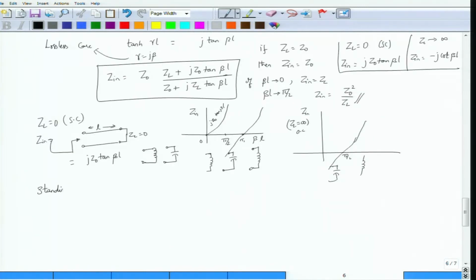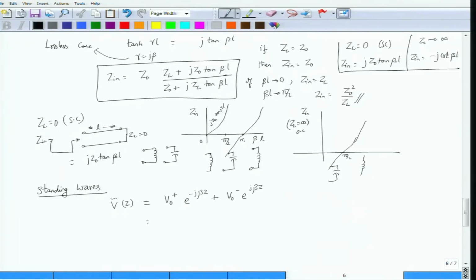We now come to a very interesting scenario of standing waves. What do we mean by standing waves? Let us first look at the voltage phasor on the transmission line. For a lossless line, we have V0+ e^(-jβz) + V0- e^(jβz).